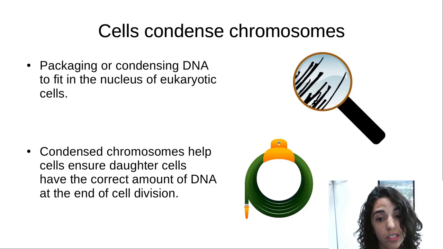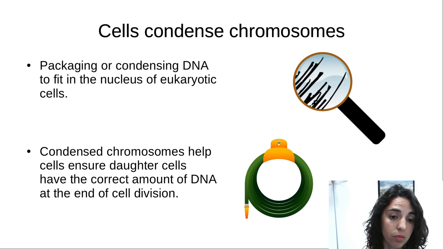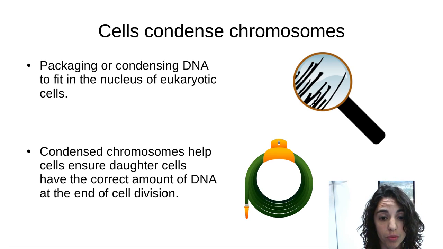By highly condensing its chromosomes, a cell can ensure that as it divides, the two cells that arise from that division have the correct amount of DNA, since cells of any particular organism contain a specific number of chromosomes. So let's take a look at chromosome structure during cell division in more detail.